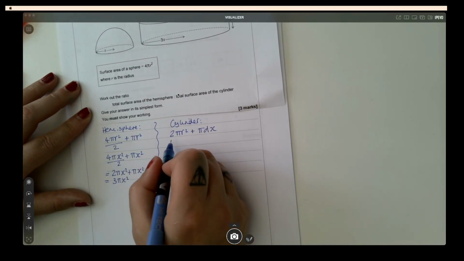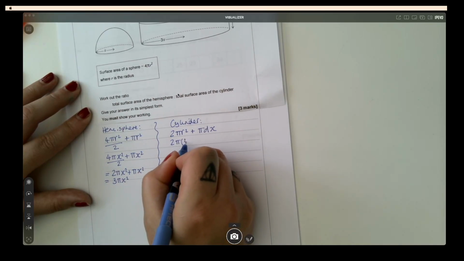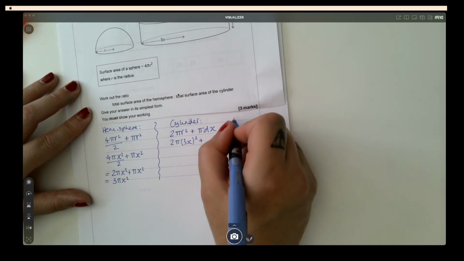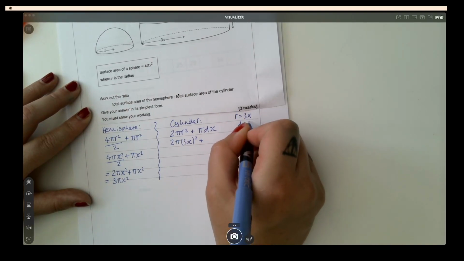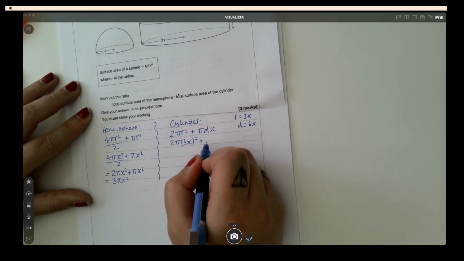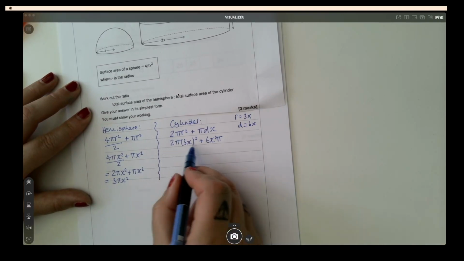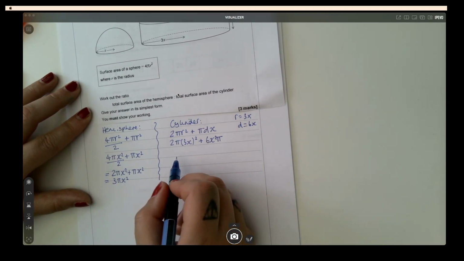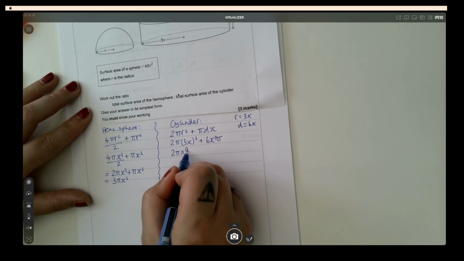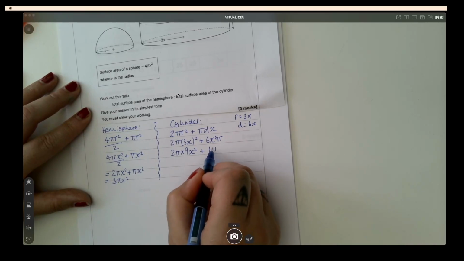So let's stick in what we know here. So r is 3x. So we have 2 pi (3x) squared plus the diameter. If the radius is 3x, the diameter is double that, which is 6x. So we have 6x times x, which is 6x squared, and we've got that pi there as well. Let's simplify this a little bit further. So (3x) squared: 3 squared is 9, x squared is x squared, plus 6 pi x squared.